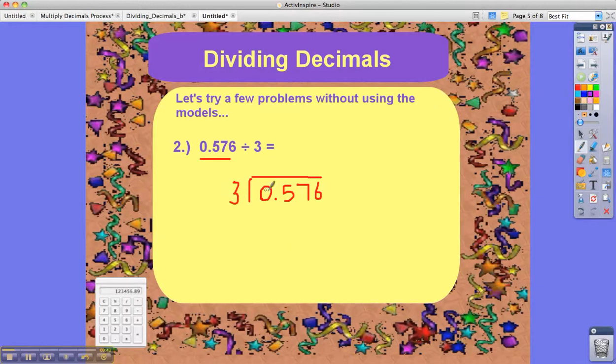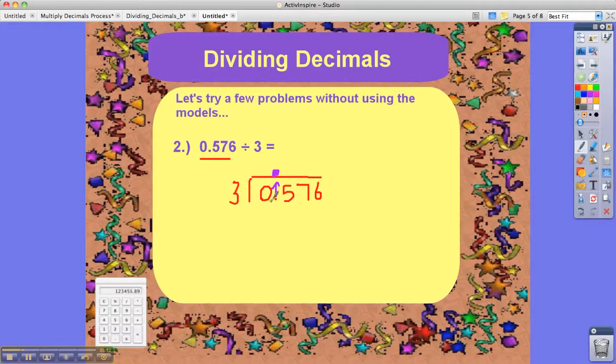So just like last time, we're going to look at where a decimal is inside the house. Notice there's no decimal outside the house, otherwise we'd have to do something else. Look at where a decimal is inside the house and bring it straight up into our answer. That's a big decimal. So there's our decimal. And now we can just divide like normal, like it's not there. It's already in our answer.